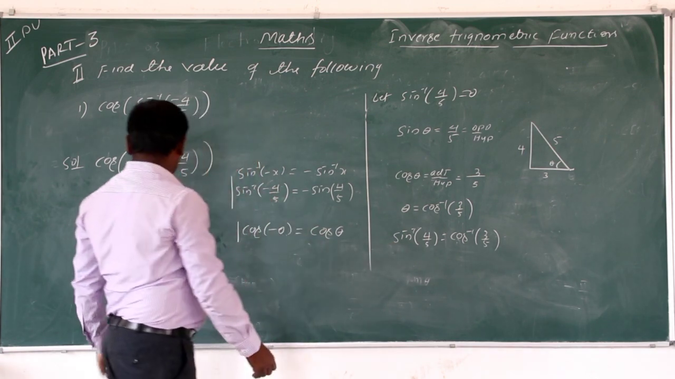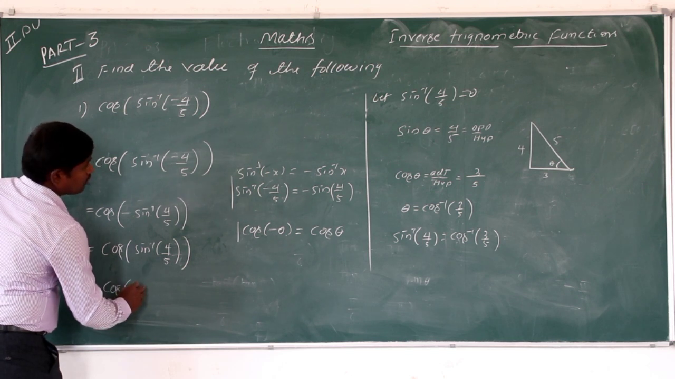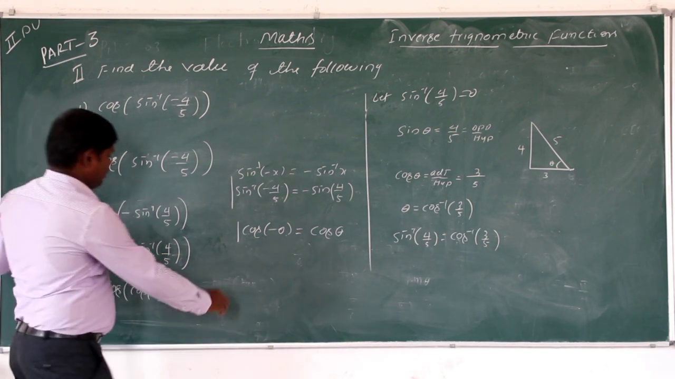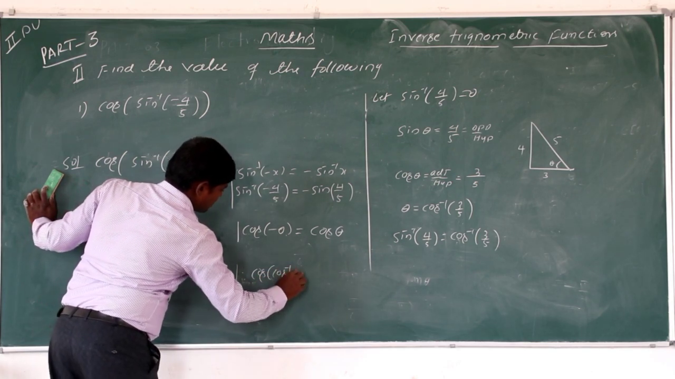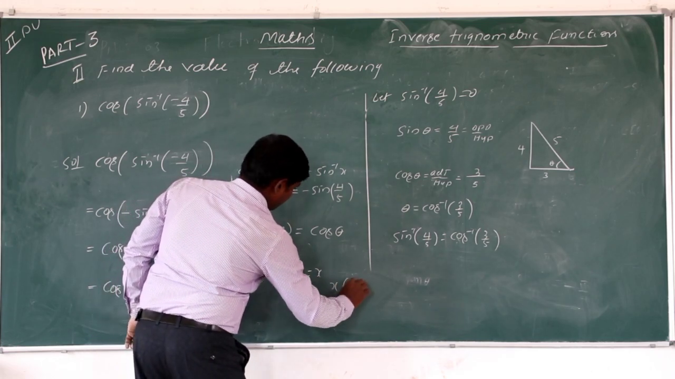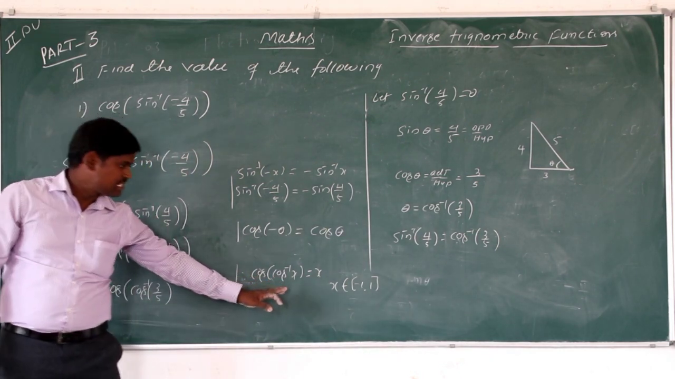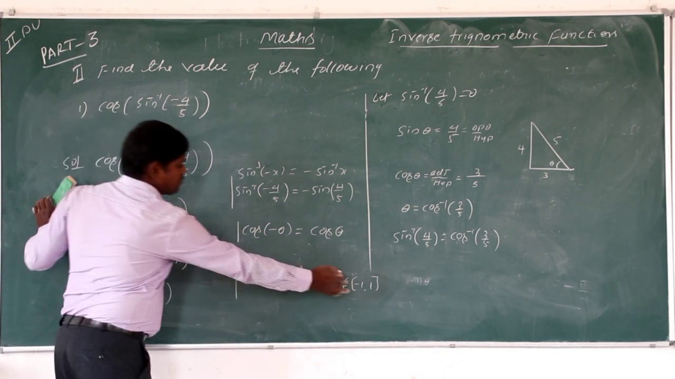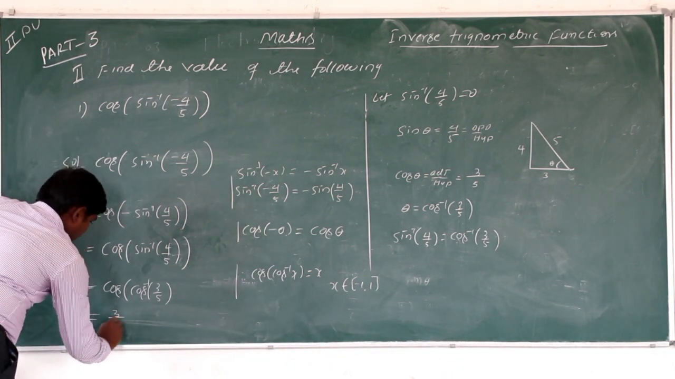So in place of this one, we are going to write cos inverse of 3 by 5. Again with the property, cos inverse of x is equal to x when x lies between -1 and +1. So 3 by 5 lies in this interval. Therefore, its value is 3 by 5.